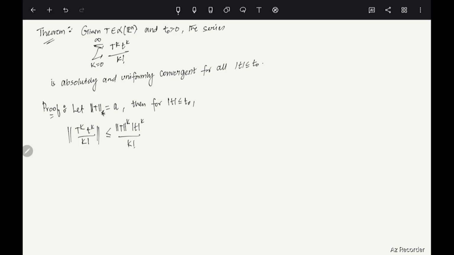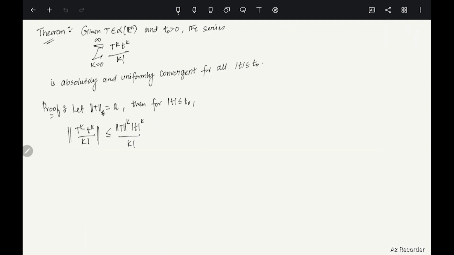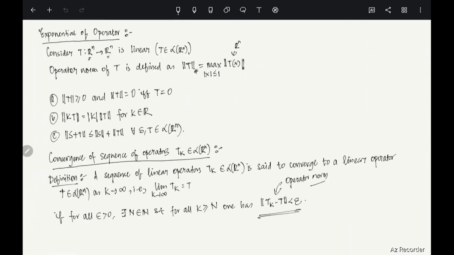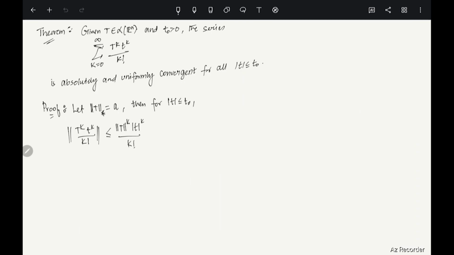How is this true? We are using property 2, the property of norm, and property 3. Clear? Now this norm of T is nothing but A. So this is nothing but A power k, and mod t is dominated by t naught. So it is t naught power k by k factorial.